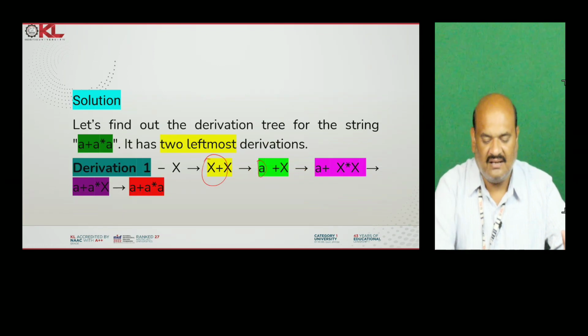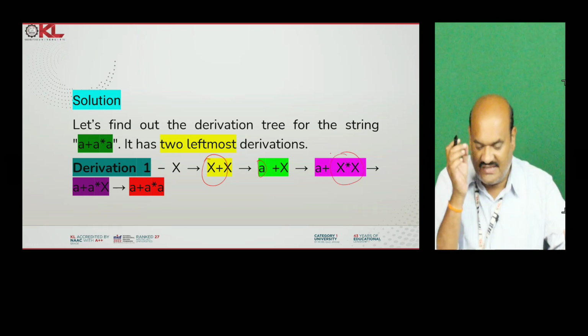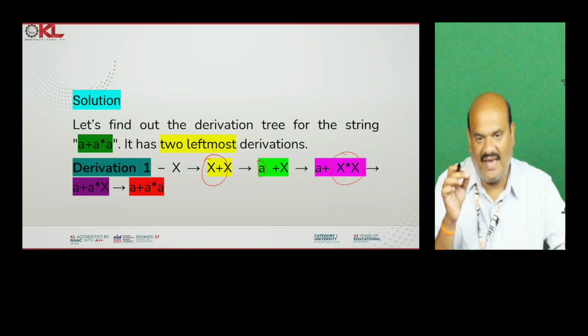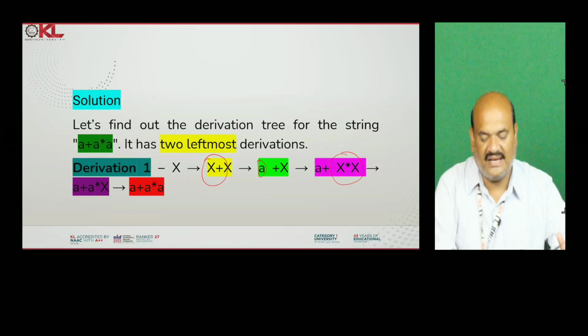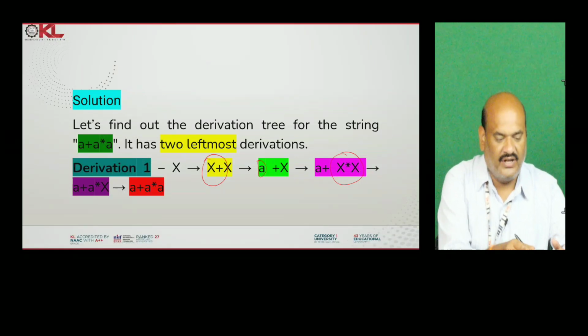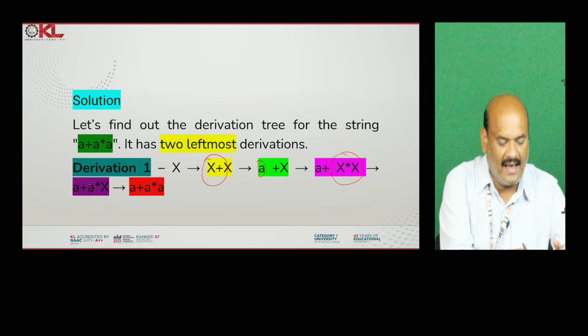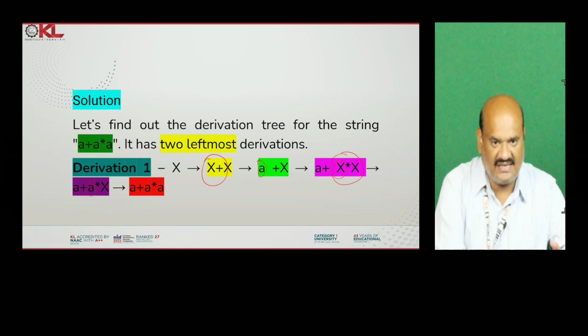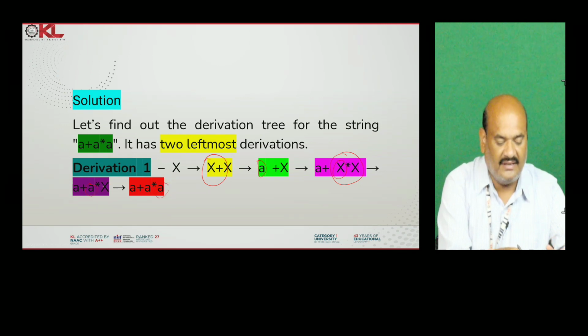See here, a is there. A plus, now I am applying the second rule, which is nothing but X goes to X into X. Now again I am applying the fourth rule, so in the place of this X I am applying a, giving a plus a star X. Now again in the place of X I am applying a.